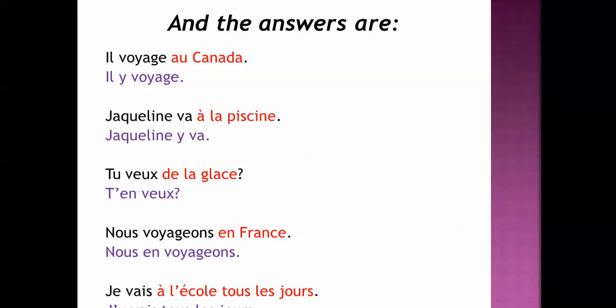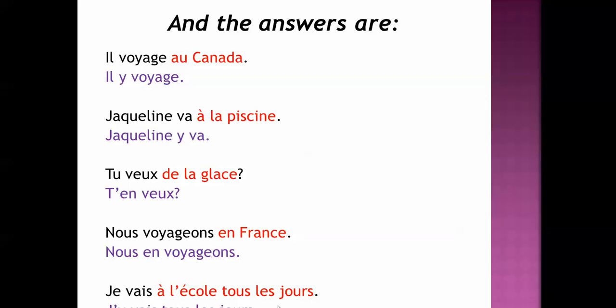And here we go. Il voyage au Canada. Il y voyage. Jacqueline va à la piscine. Jacqueline y va. Tu veux de la glace? T'en veux? Do you want some? And notice it's t apostrophe because en begins with a vowel. Nous voyageons en France. Nous en voyageons. We travel there.